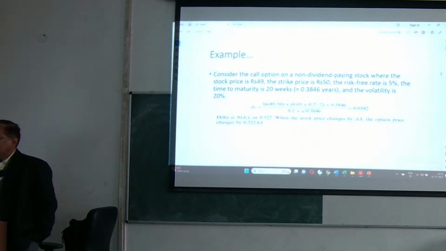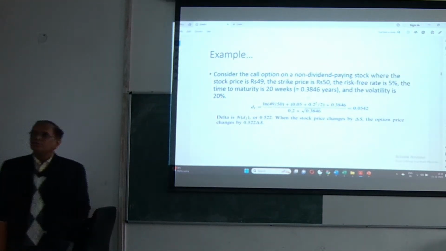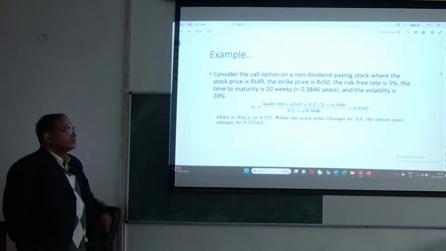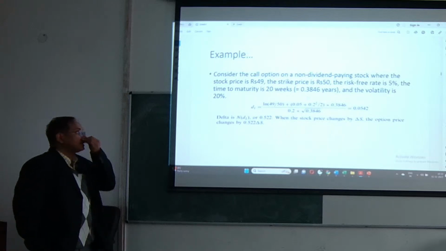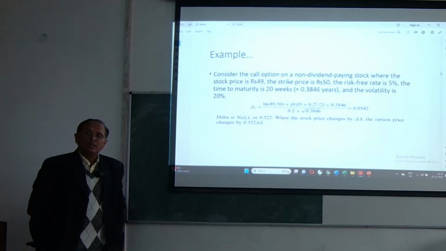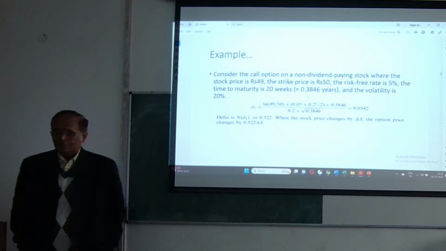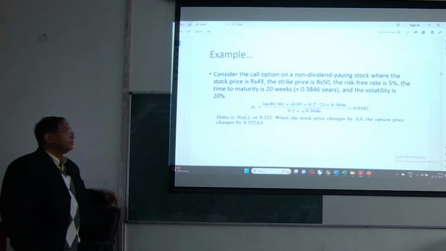there is one small calculation also. We all know how to calculate N(d1). The calculation will help you understand how you can use the delta. Delta of call is N(d1) itself, delta of put is N(d1) minus 1. How is it going to be applicable?